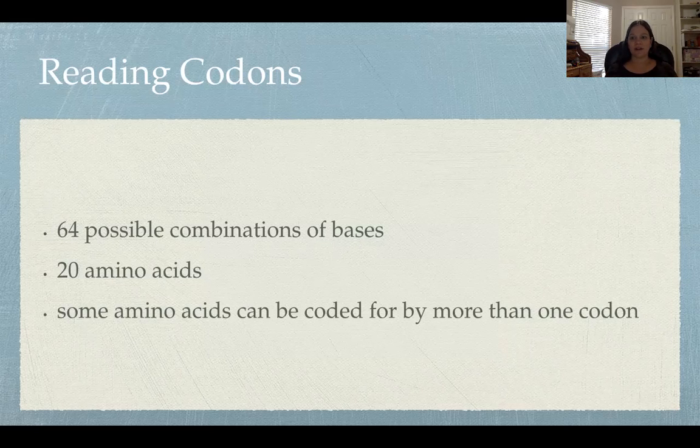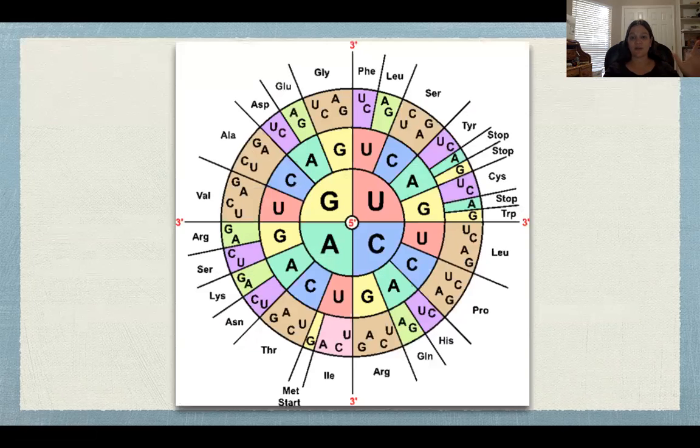If you don't know the word redundant, it means like saying something the same way in a sentence. You've said the same thing, or maybe you say the same thing 2 different ways in the same sentence. Our code is redundant because some of our amino acids can be coded for by more than 1 codon. More than 1 codon can bring the same amino acid. And that's going to be a good thing for us in a little bit. We'll see that when we talk about mutations and some of the errors.